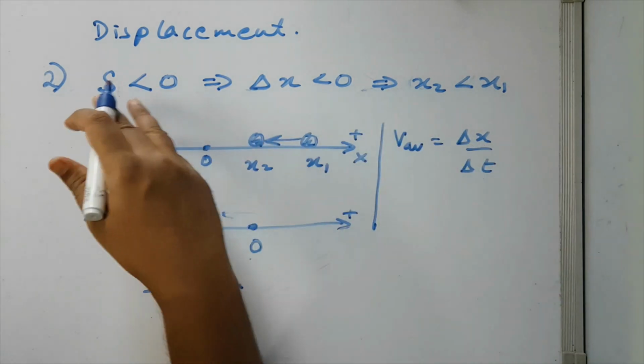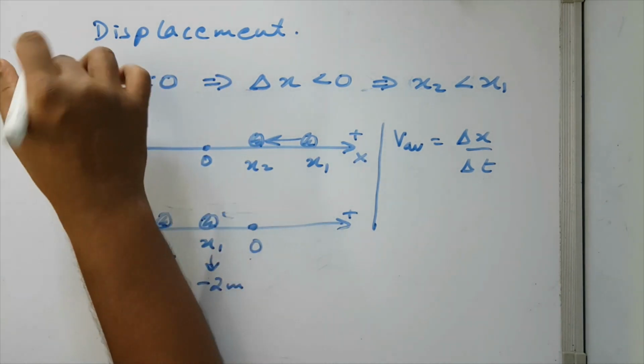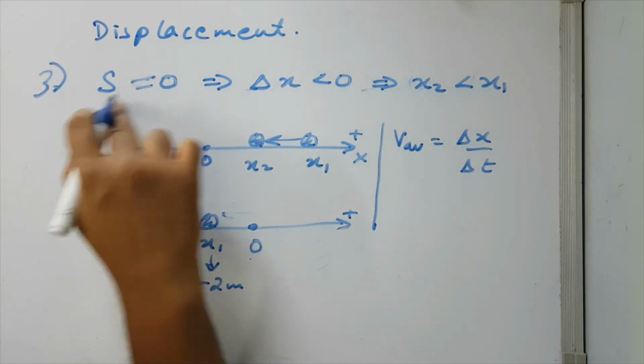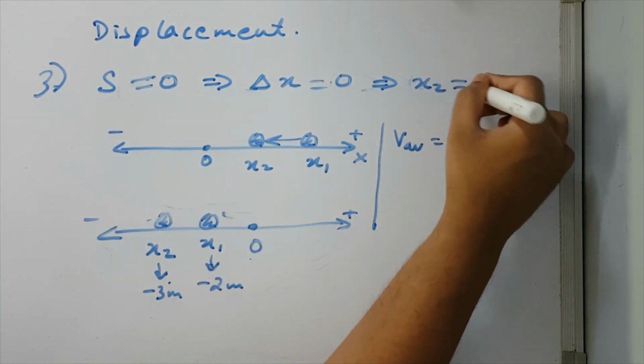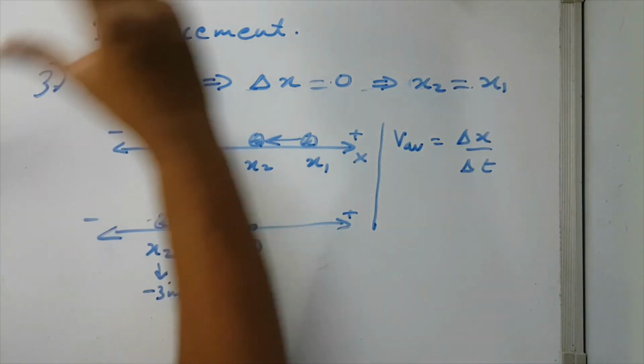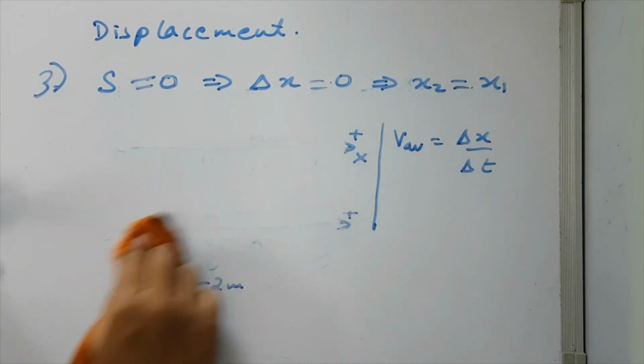Now the third case of course is displacement being equal to 0. That's a no-brainer actually. If displacement is equal to 0, you could say that x2 is equal to x1, that means it has come back to its original position. There are two possibilities: it might have moved, it might not have moved.